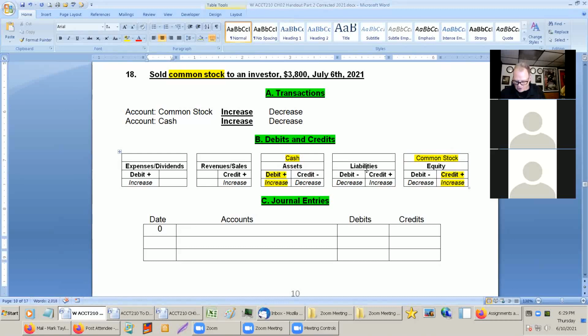And so this is us selling ownership in the place. This is actually not a sale. If Walmart sells stock, that's not part of their sales. It's just part of their owners. So even though you see sold, it's really not like a revenue. You're selling ownership. Okay, so cash is going up. Common stock's going up. We have more owners now.